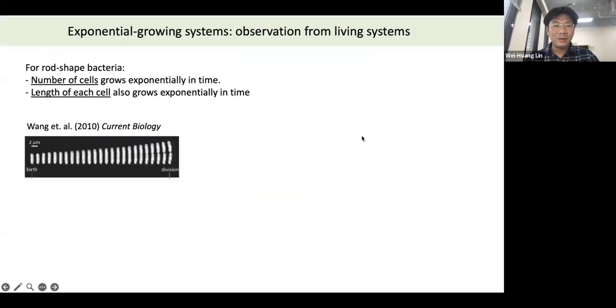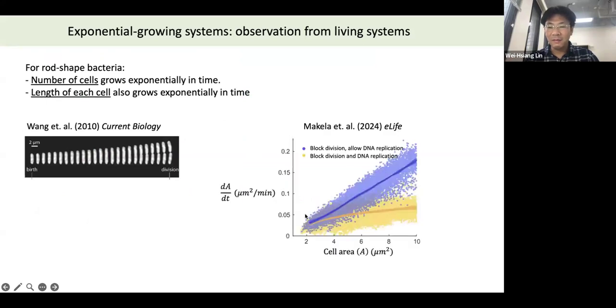So this is some experimental work on rod-shaped bacteria like E. coli. When we culture it in a nutrient-abundant condition, the number of cells will grow exponentially. In microscopy, we see the length of the cell can also grow exponentially. And this can be verified. If we stop the cell division, you can sometimes get very long cells, and when the cell gets very long, you see the length increase exponentially. So exponential growth is a very general phenomenon in nature, and this will be the topic of today's talk.